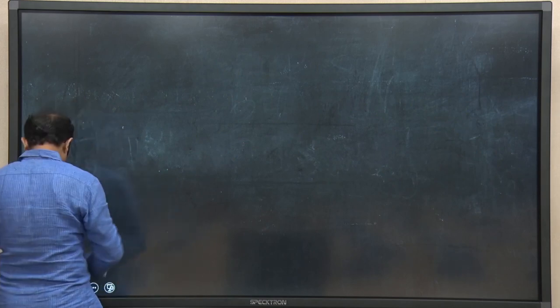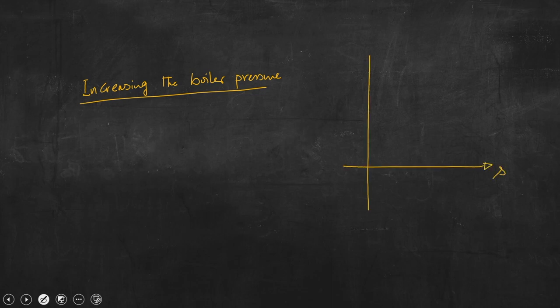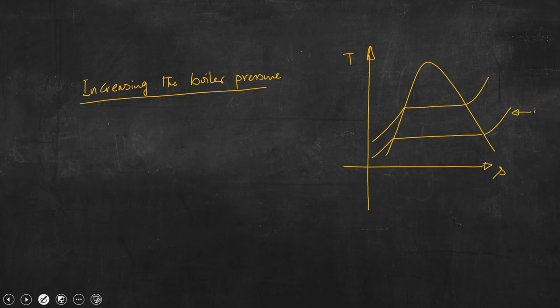So, next, we have discussed these two. Next is increasing the boiler pressure. Again, let me draw the TS diagram. That is P condenser, that is P boiler.